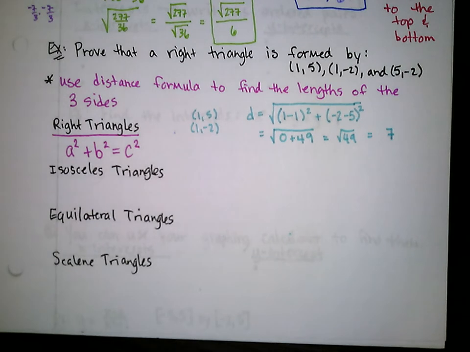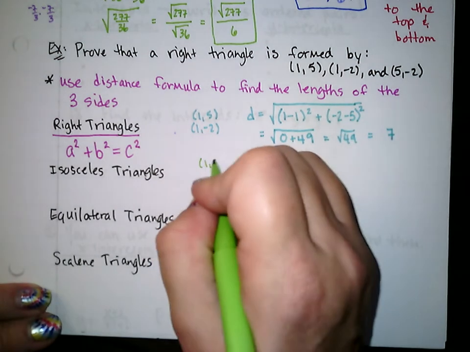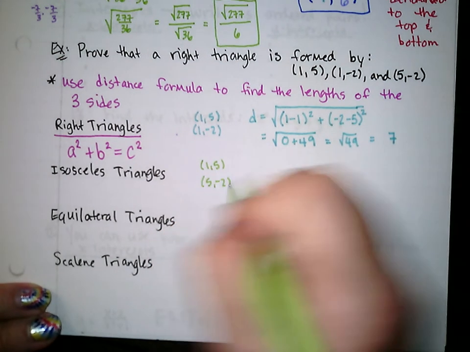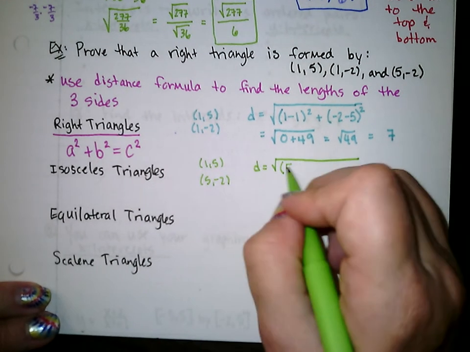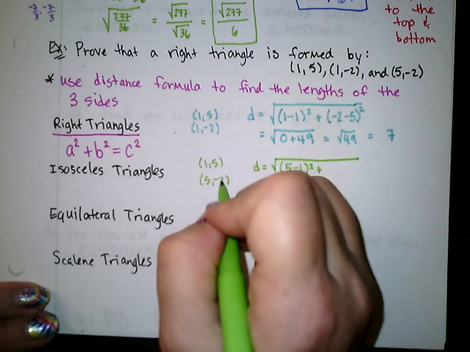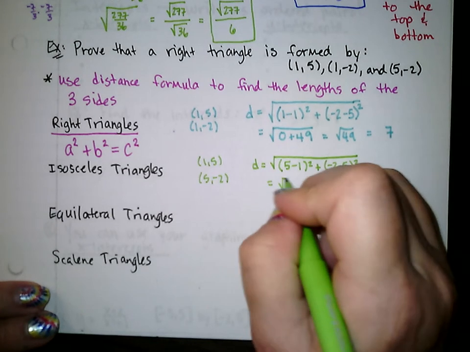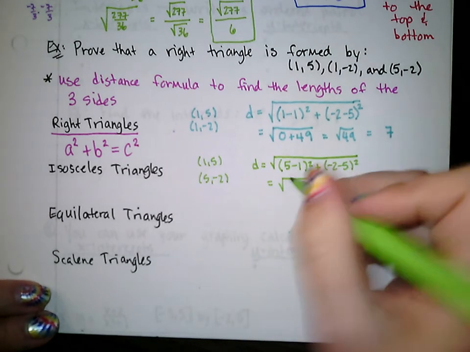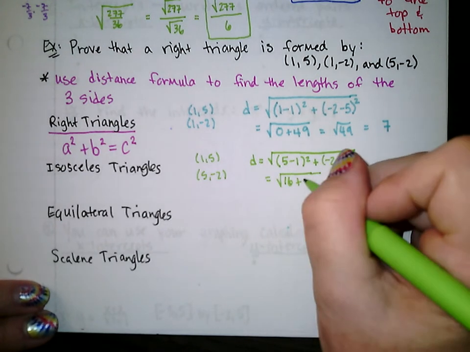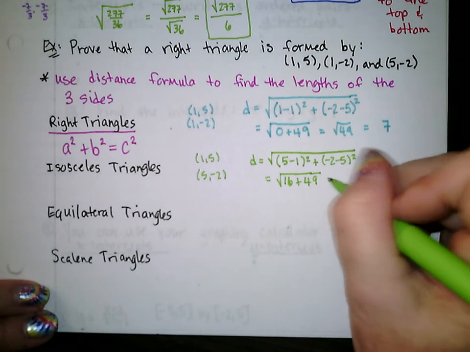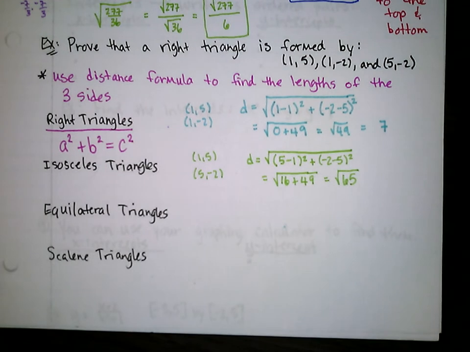Okay, next. We'll do (1, 5) and (5, -2). So that distance will be, subtract our x's, so 5 minus 1 squared. Subtract our y's, -2 minus 5 squared. So we've got square root of 5 minus 1 is 4. Squared would be 16. -2 minus 5 is -7 again. Square that is 49. So that is square root of 65. And that will not simplify.